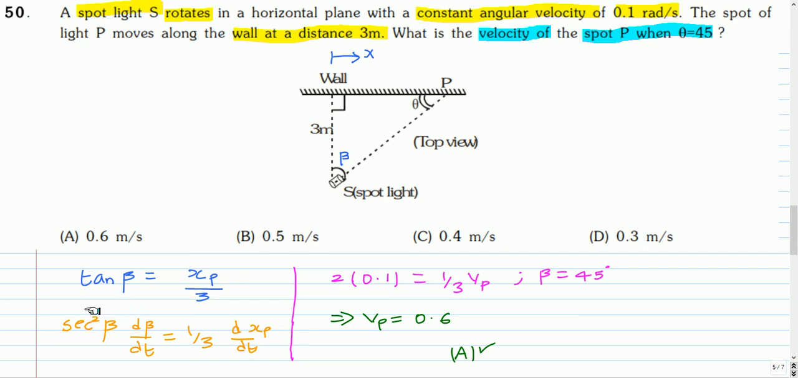So differentiating with respect to time, we get secant square beta d beta by dt equals 1/3 d by dt of xp, and d beta by dt is the angular speed of this rotation of the spotlight, that is 0.1. And we have to find the velocity of spot P when theta is 45. When theta is 45, beta is also 45. So secant beta is root 2, so secant square is 2, and d by dt of xp is the velocity of the spot Vp. So from this you get the velocity of the spot of light is 0.6 meter per second. So the correct option is option A.